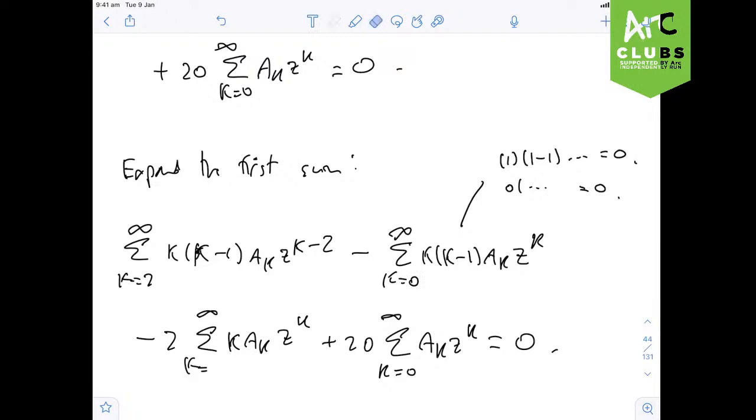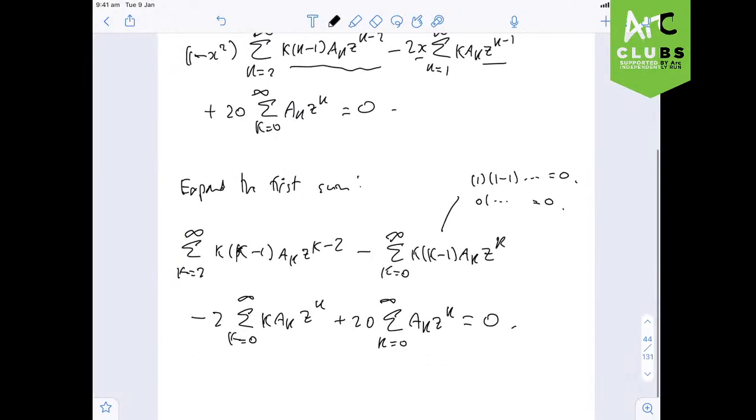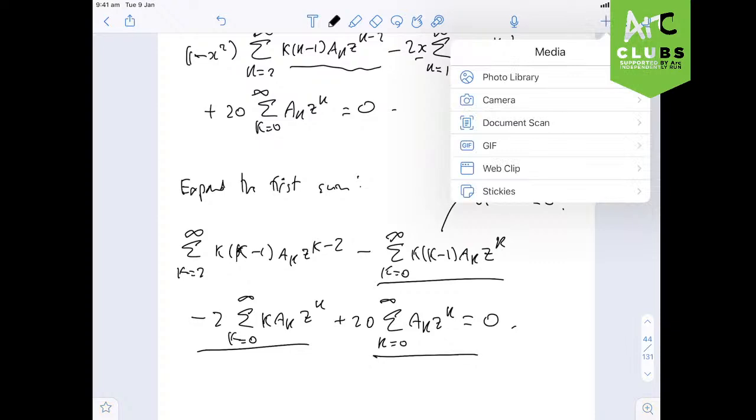Similarly for this one. And that's nice because we can combine these three sums together. They all sum from the same k values. Let me just add a page.